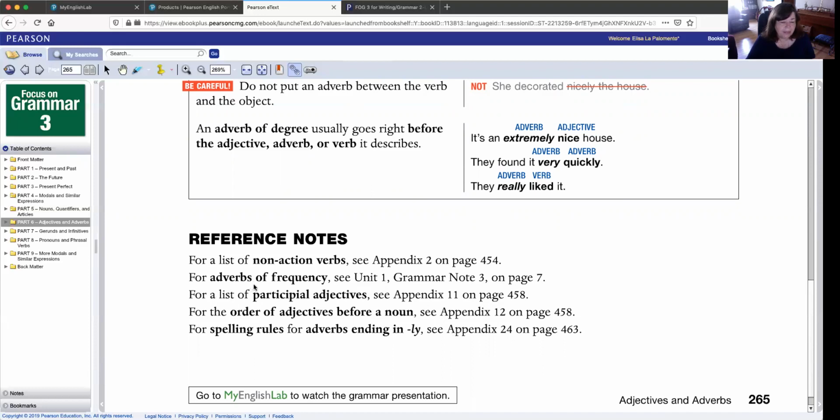There's a list of adverbs of frequency, how often something happens. There's a list of participial adjectives, the ing, the ed, the adjectives that end in ing, ed. And then for the order of adjectives before a noun, even though you do have it here, you can look at page 458 for more help. And then for spelling rules for adverbs ending in ly, because there are different spelling rules, whether they end in an e, you'll see all of those spelling rules on page 463.